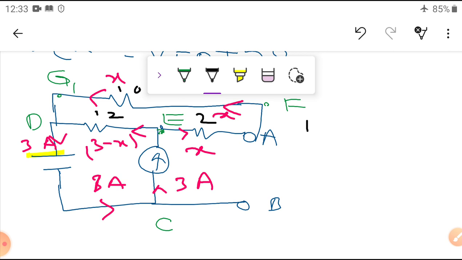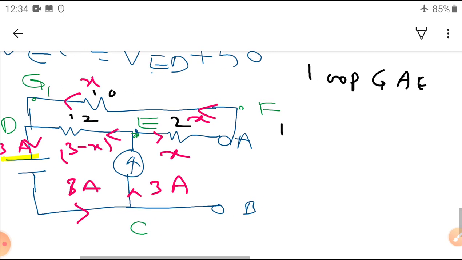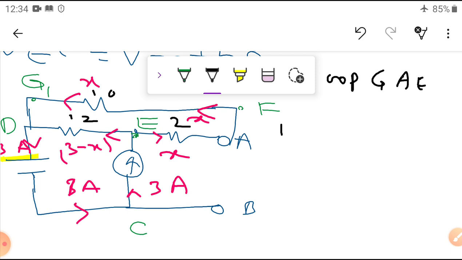Okay, so now consider a closed loop. What is the loop? G, A, E, next D, G. This is a closed loop. Now we have taken the current direction this way. From G to F or G to A, the loop direction is reverse, the current direction is up, so I can write it plus the 10 ohm resistance. Now the loop equation, I'm going to write it.